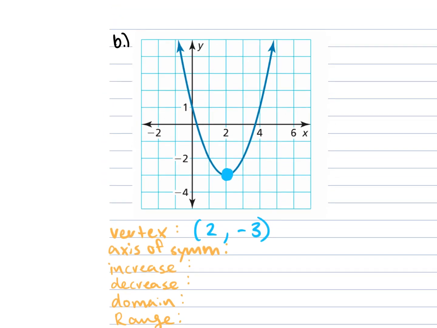And now our axis of symmetry is a dotted line that goes right through the vertex. And our axis of symmetry is always x equals. Think axis, x equals. X equals what number? What number did we go through on the x-axis? 2. So x equals 2.